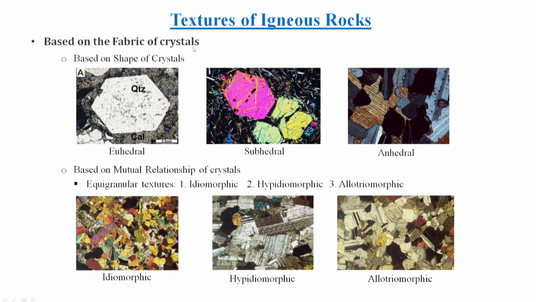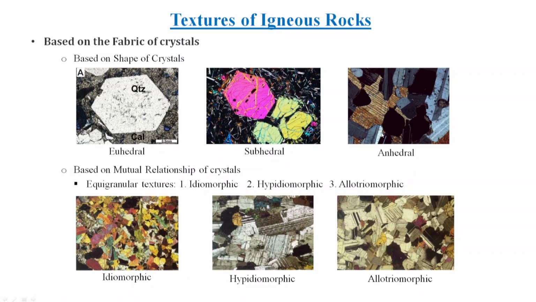Based on the fabric of the crystal also, it depends on how your individual grains look. If I look at a quartz grain like this surrounded by some carbonates, meaning calcite grains around the quartz, you can see a very well developed euhedral crystal present here. Similarly, if I look at the individual grain shape, for this one I can say there is a pyroxene grain which is giving you a subhedral kind of structure, and when your individual grains are angular in nature, they do not have a very specific geometry, in that case they are treated as anhedral.